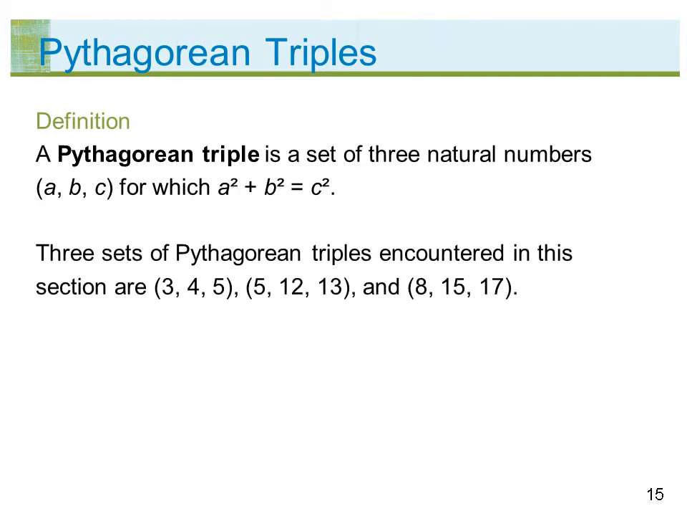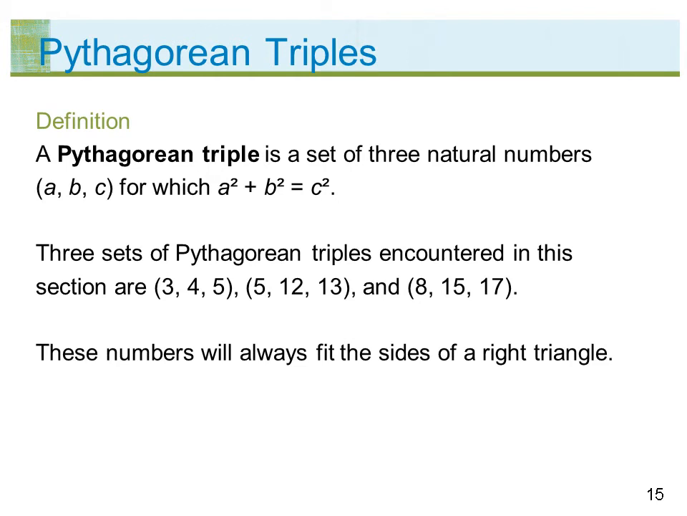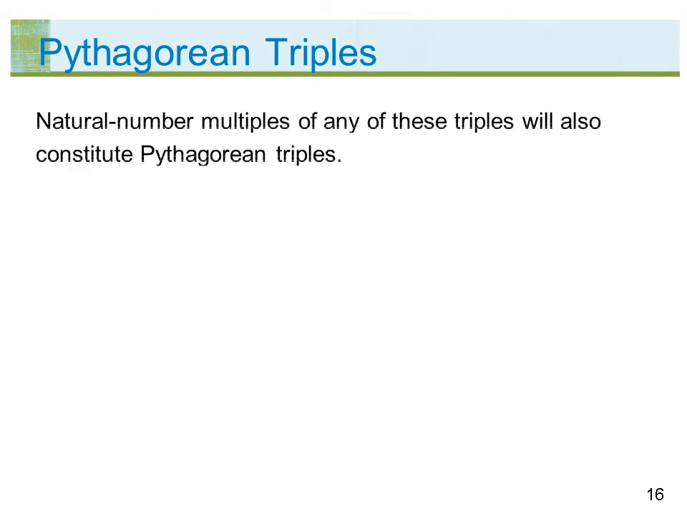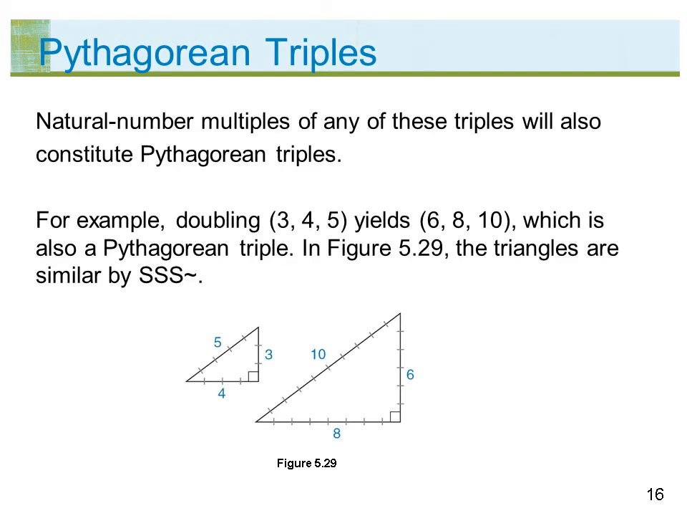Three sets of Pythagorean triples encountered in this section are 3, 4, 5; 5, 12, 13; and 8, 15, 17. These numbers will always fit the sides of a right triangle. Natural number multiples of any of these triples will also constitute Pythagorean triples. For example, doubling 3, 4, 5 yields 6, 8, 10, which is also a Pythagorean triple. In figure 5.29, the triangles are similar by side-side-side similarity.